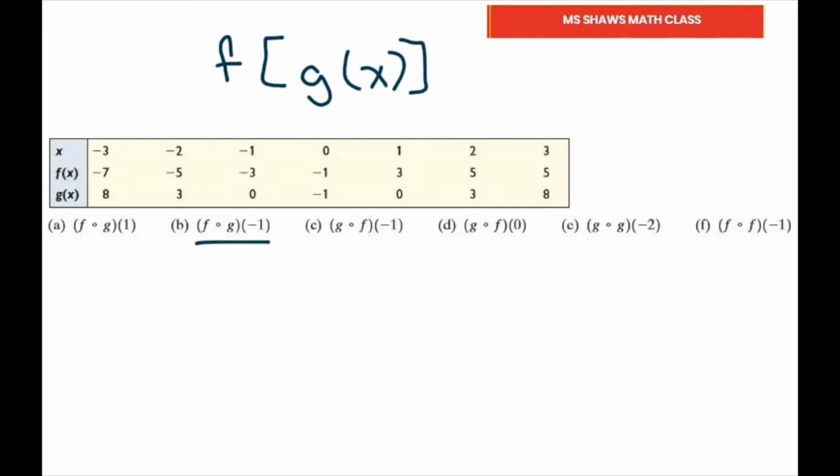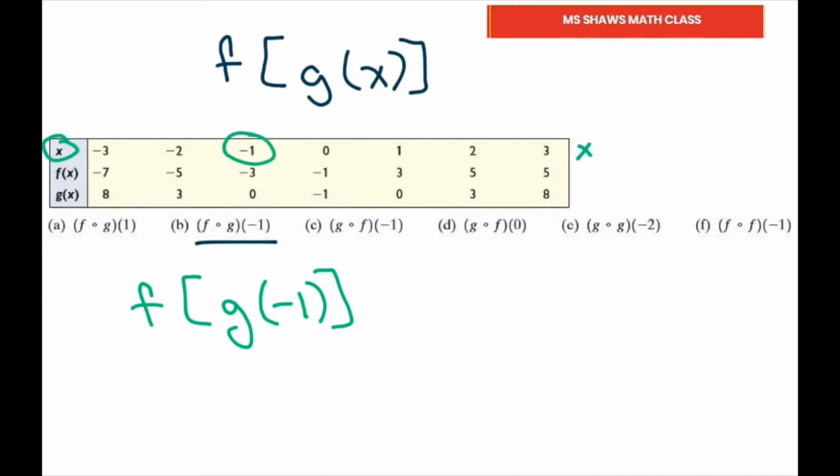Now, we're going to do the same thing, but we're starting with something different. So let's write it as f g of negative 1. So go to negative 1 on the x line here, and there it is. And we want g. So here's g, and that's going to be 0. Alright, so then we do f of 0. And you go to 0 on your x, because this is your x, and then look for f, and that's going to be negative 1.